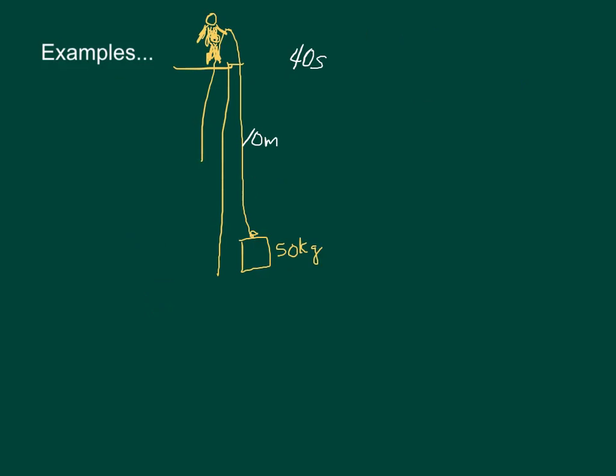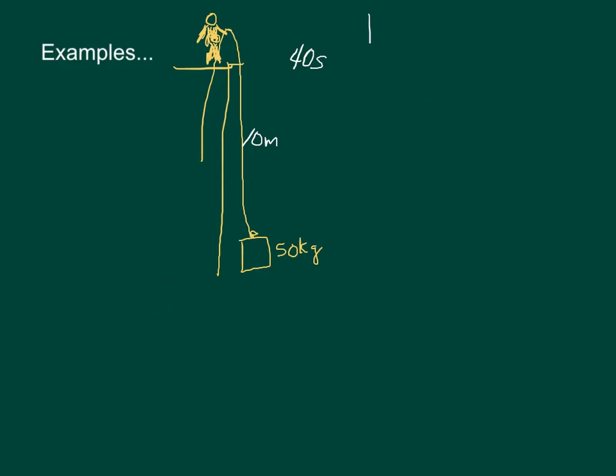Let's take a look at this scenario. Todd needs to lift this box that has a mass of 50 kilograms, a height of 10 meters. He does so in 40 seconds. What I want to know is how much power was generated. In order for us to do this, we're going to need to use our 6-step process.